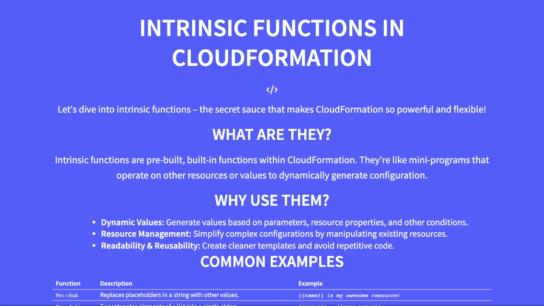Okay, let's talk about intrinsic functions in CloudFormation. Think of these as built-in tools, like little helpers that you use inside your templates to dynamically create values or manipulate resources. They're super useful for generating things on the fly based on parameters you set, making your infrastructure definitions much more flexible and readable. We've got a few common examples here, like Fn::Sub, which lets you substitute placeholders into strings, Fn::Join that combines elements into one string, and even Fn::ImportValue to bring in resources from other places. Basically, they help you avoid repeating yourself and build really powerful infrastructure as code.